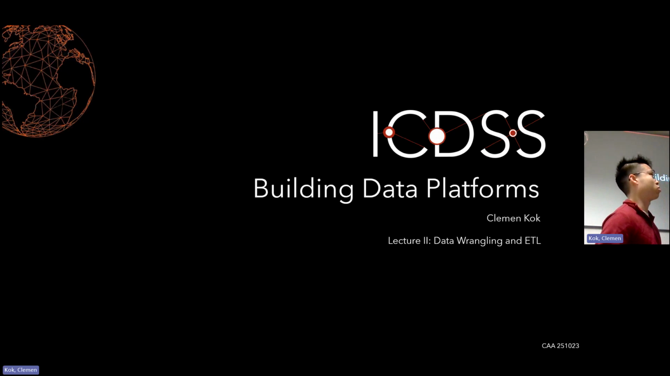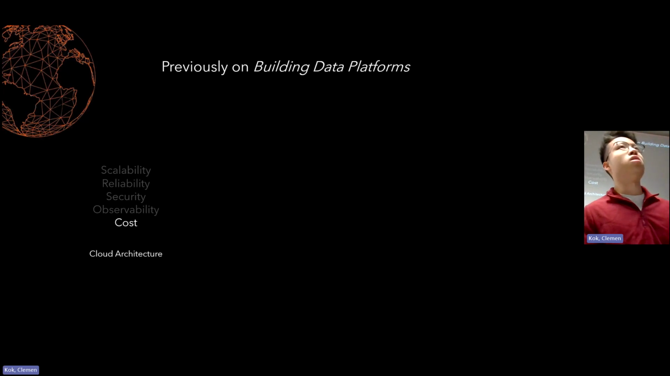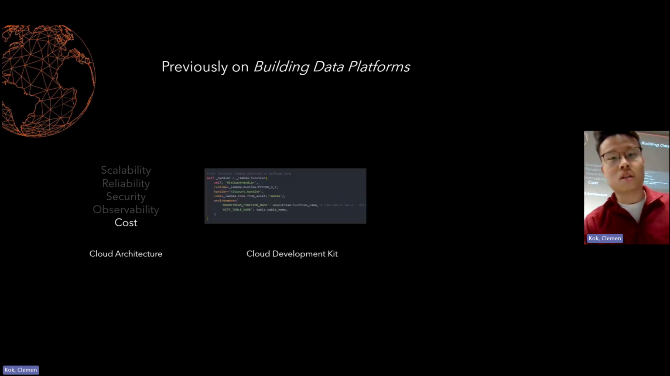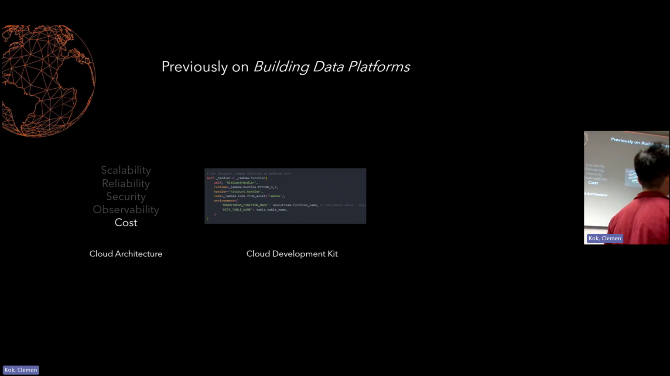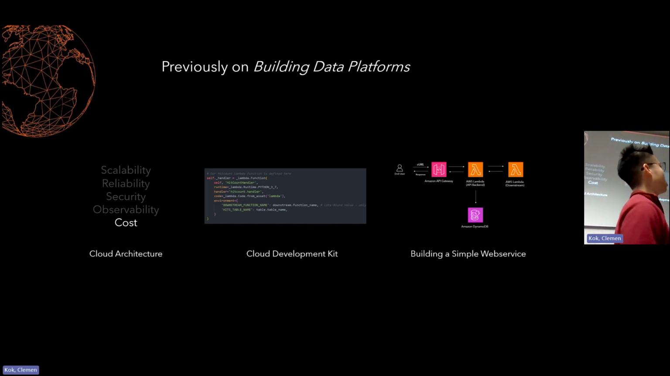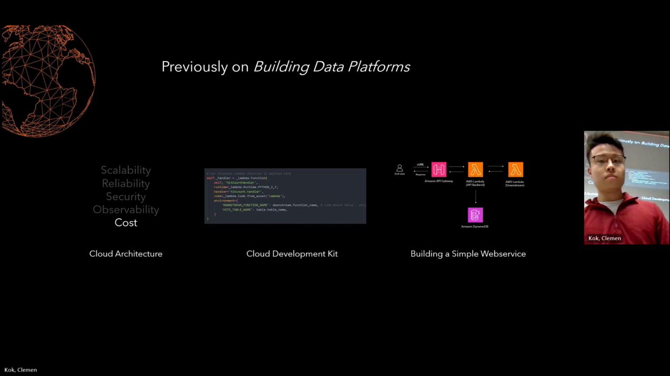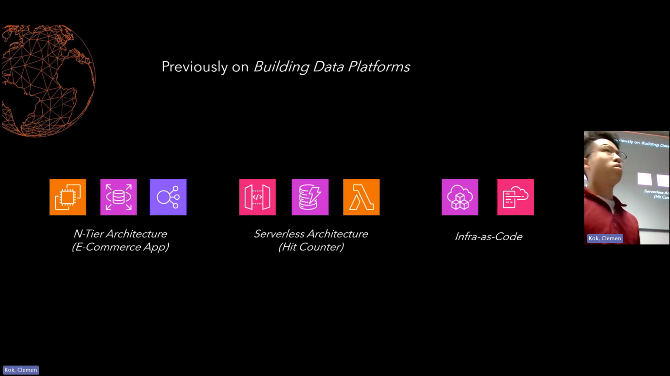So I assume that there is a proportion of you that weren't able to watch the video or come for the previous lecture. So here's briefly what we covered. We talked a bit about the concepts underlying cloud architecture, and we also discussed Cloud Development Kit, which is a framework for building infrastructure using code in AWS. We also went through the process of building a simple web service using services like Lambda, API Gateway, and DynamoDB. So these are some of the services that we covered previously. Other than the hit counter, we also went through the building of a simple e-commerce application, which used an n-tier architecture.